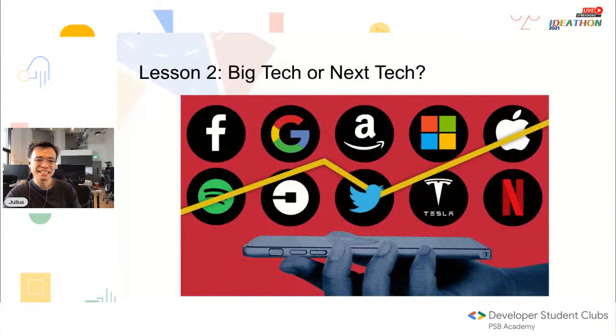The next thing is big tech. We are here, enjoying life with Google, and also with Facebook, Spotify, and so on and so forth.